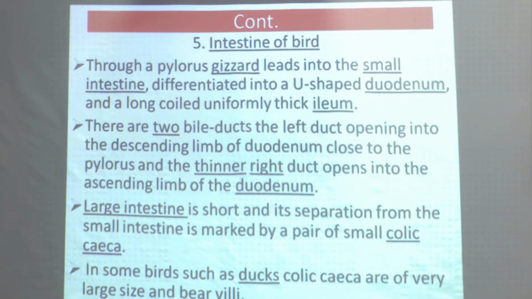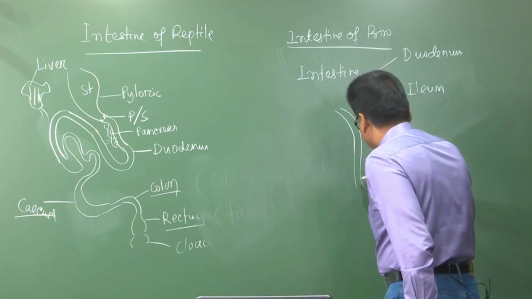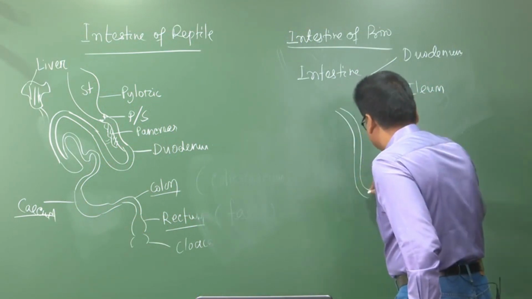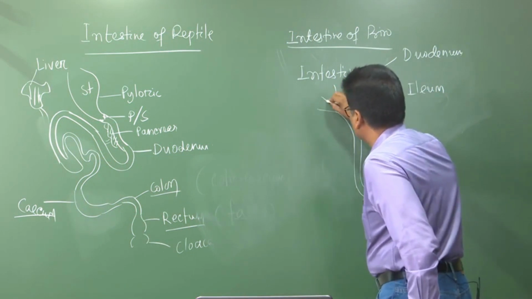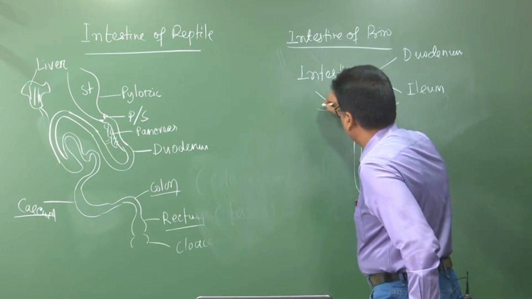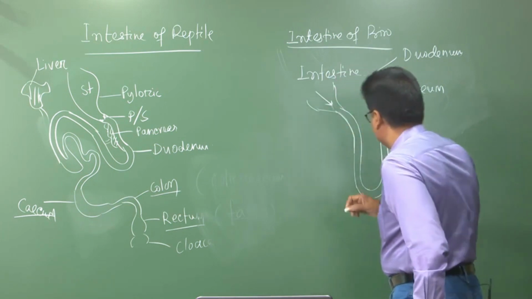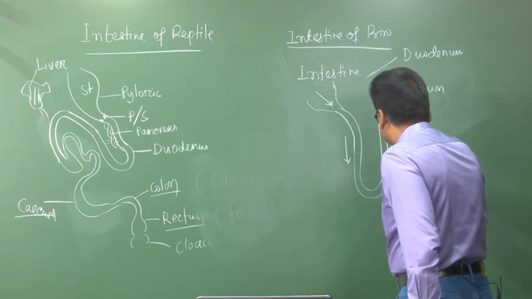If this is the duodenum in case of bird, this is a coiled one. This is the descending part and this is the ascending part of the duodenum, and this is the pyloric stomach. So, this is the pathway: this is the stomach and this stomach leads to the duodenum. In the duodenum, this is the descending part and this is the ascending part.